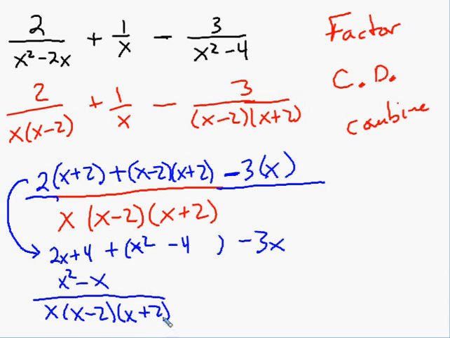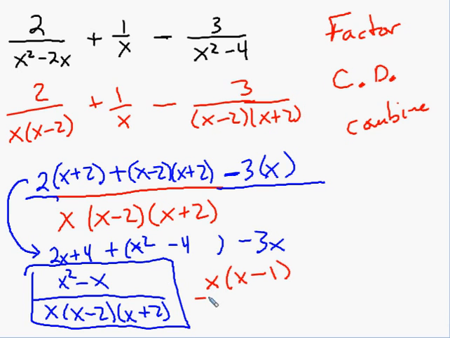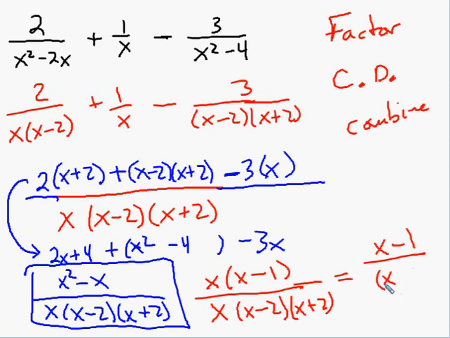Now remember, we might think, oh yay, I'm done. No, not so fast. I do want to check the factoring. If I can factor this numerator, I'm going to go ahead and do it. So I can factor out an x. And we see here why I did that, because I can actually reduce this fraction. These x's cancel. So my actual final answer reduced is x minus 1 over x minus 2, x plus 2. And that's going off the screen there.